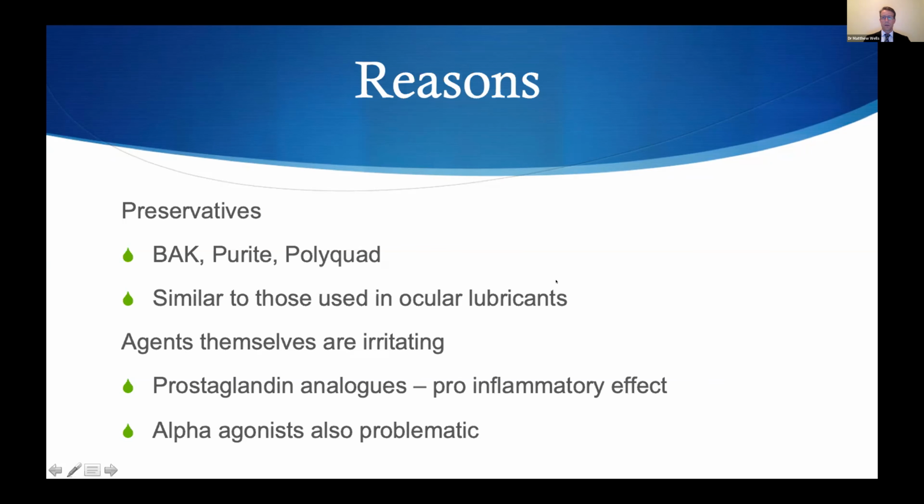A lot of the glaucoma agents themselves are quite irritating. There are two families that are particularly bad. The prostaglandin analogs, so that's your Xalatan and Lumigan, have a pro-inflammatory effect, even to the point where we can see inflammation in other parts of the eye, such as macular edema. And the alpha agonists, so that's Iopidine and Alphagan, are also notorious for causing red, stingy eyes.